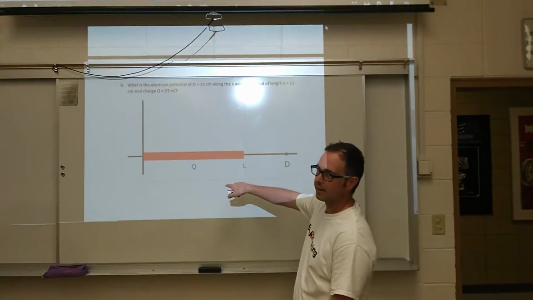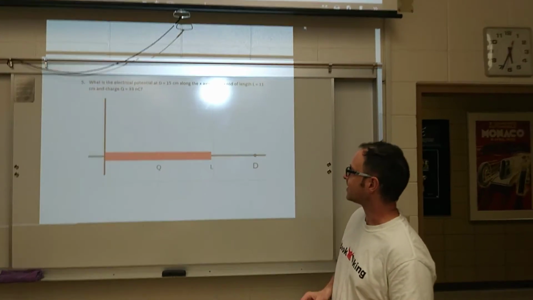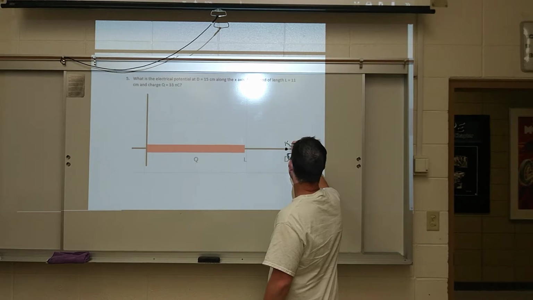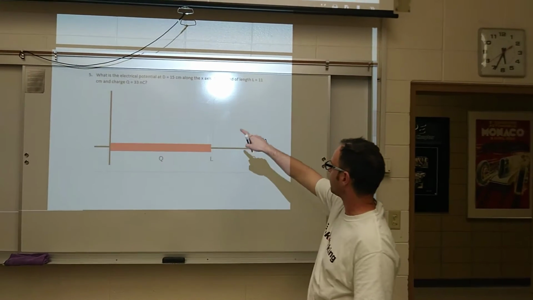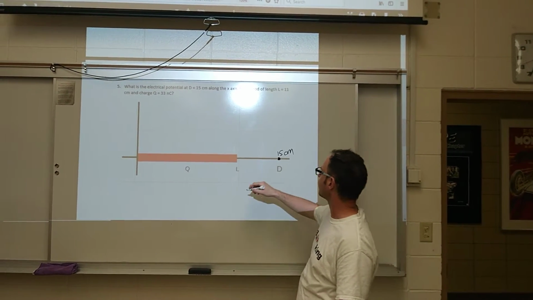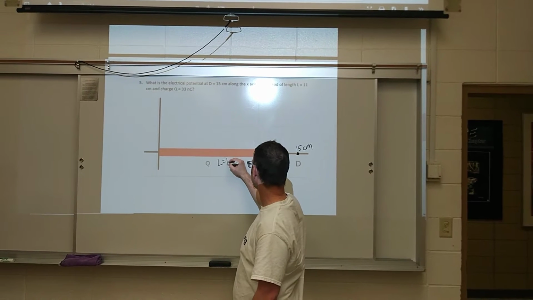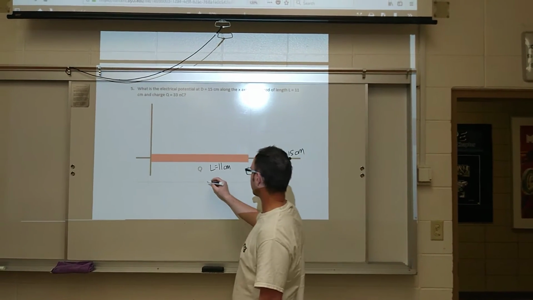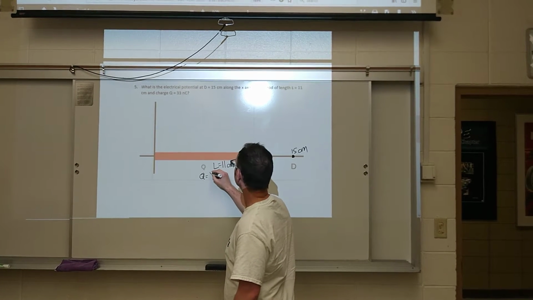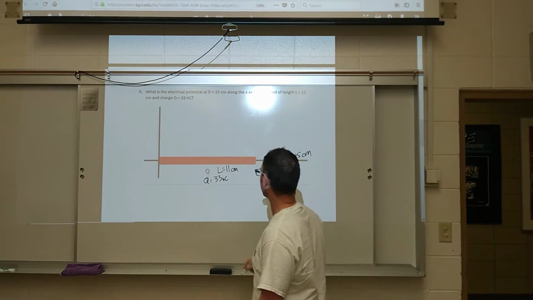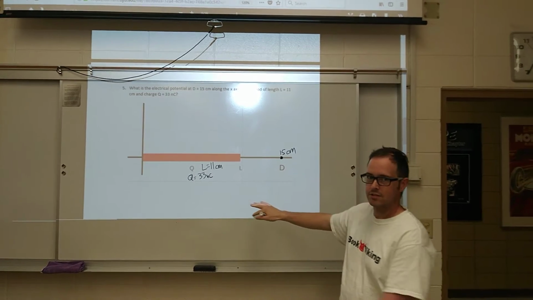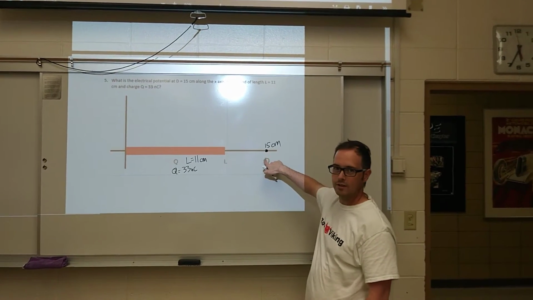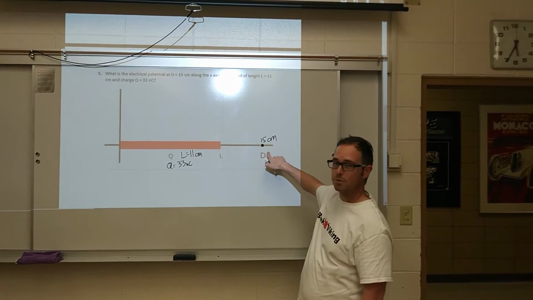So we got number 5. What is the electrical potential at D equals 15 centimeters along the x-axis from a rod of length 11? So there you go. Charge is 33 nanocoulombs. What did I say, 33? Yep. Cool, there you go. So you have this rod, right? And for some reason we're interested in the electric potential right here.